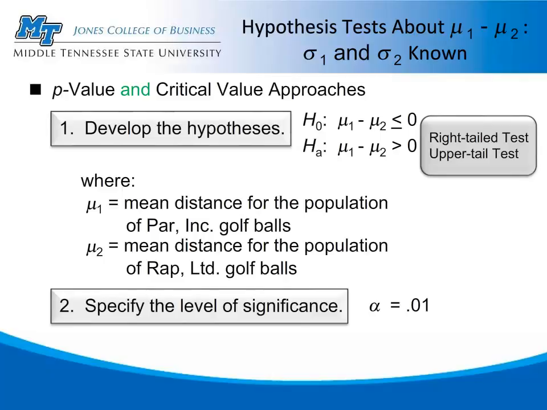But this is going to be an upper tail test. When we get to the point where we do the critical value approach, we're going to take the alpha value and put it on the right hand side. So sometimes this is referred to as a right tail test. But group number 1 is par and group number 2 is wrap. The level of significance for the hypothesis test was 0.01.